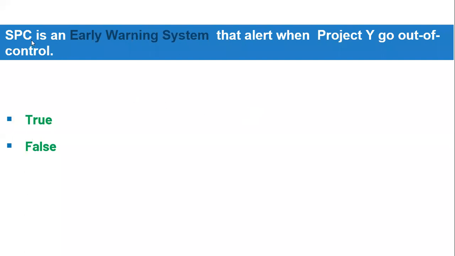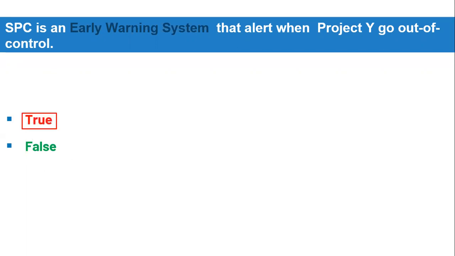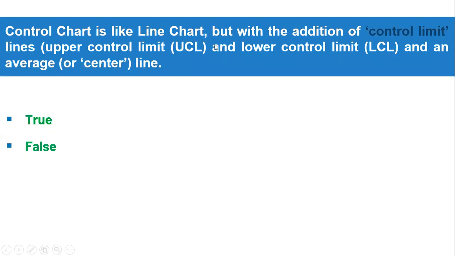It's quiz time. SPC is an early warning system that alerts when project Y goes out of control. True or false? And the answer is true. Next question. A control chart is like a line chart, but with the addition of control limit lines, upper control limit and lower control limit, and an average or center line. Is this true or false? And the answer is true.